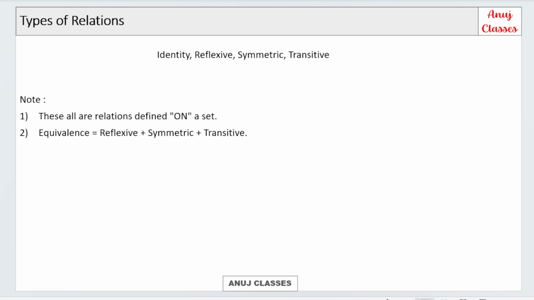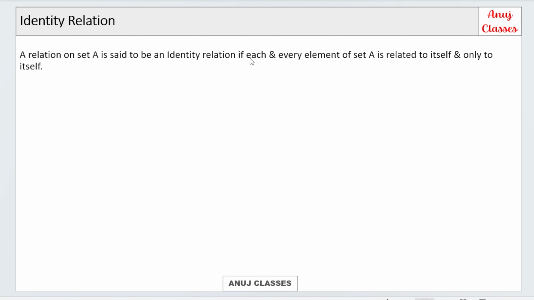Okay, so now we will see different types of relation. Mostly there are four types in which a relation can be called out, which are identity, reflexive, symmetric, and transitive. And if a relation satisfies all three, which are reflexive, symmetric, and transitive, it is known as an equivalence relation. An identity relation on set A is possible if and only if each element of set A is related to itself. For example, we have relation 1, 2, 3 to 1, 2, and 3.